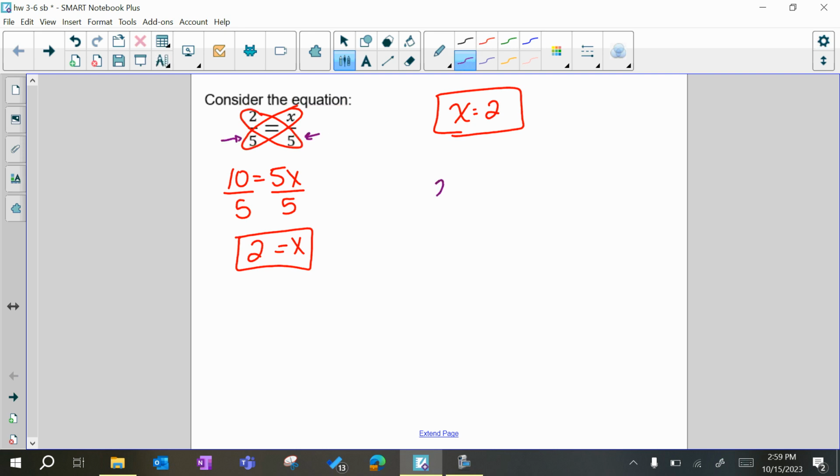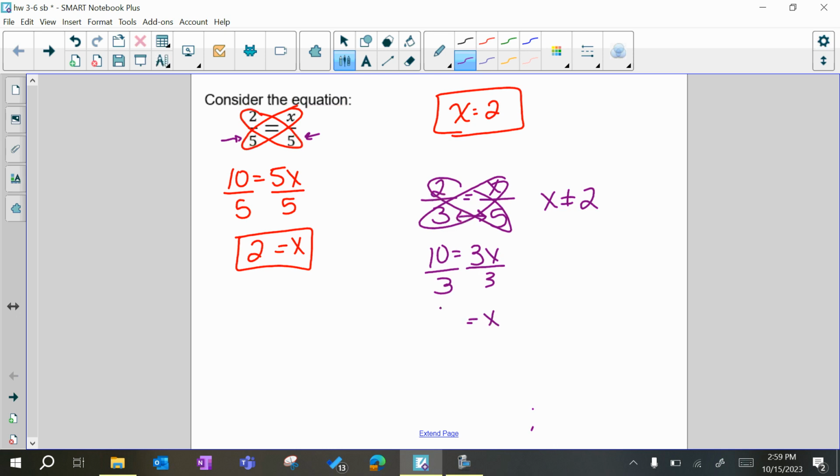If it was something like 2 over 3 equals x over 5, x can't equal 2. It's not just that the numerators have to match, because my denominators don't match. If I cross multiplied here, I would get 10 equals 3x, so x would equal 10 over 3. So this is a special case that only works when your denominators are the same. So that's what we're going to be focusing on in this video, getting our denominators to match.